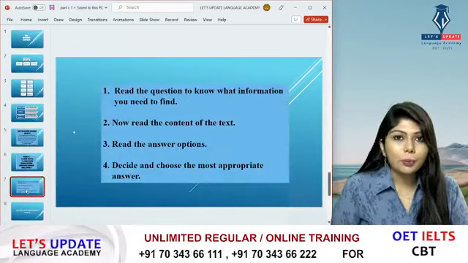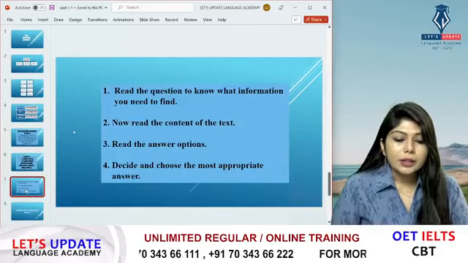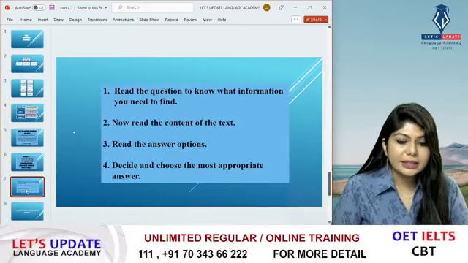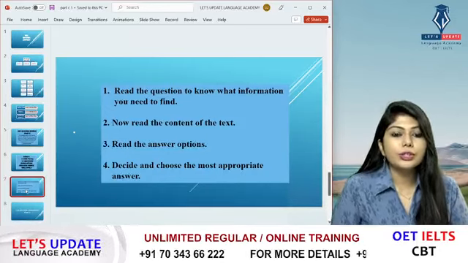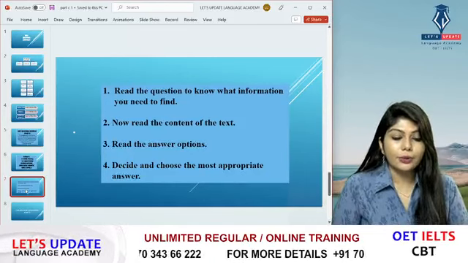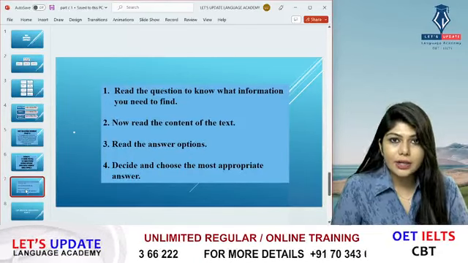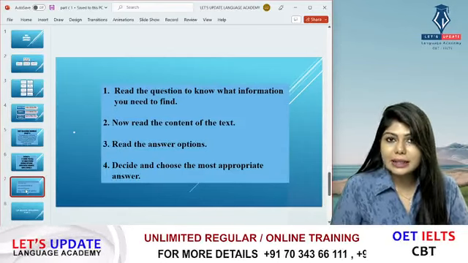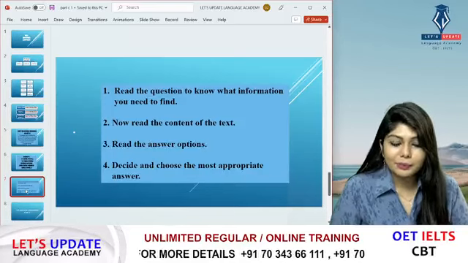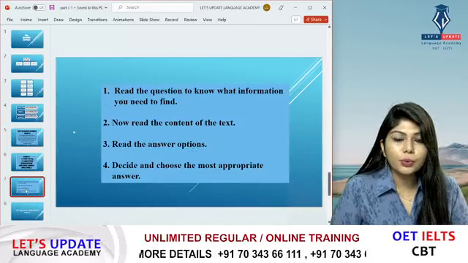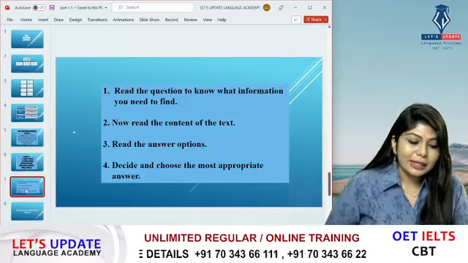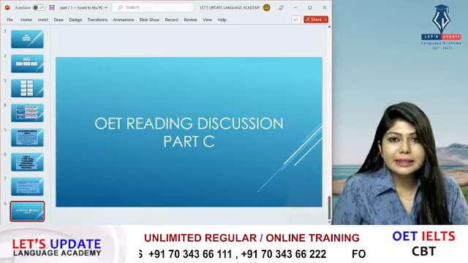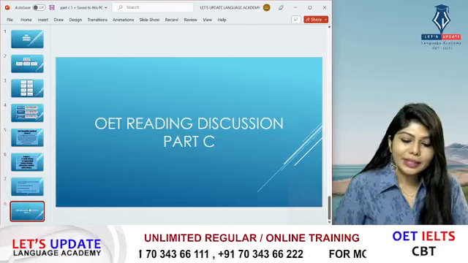Regarding the approach to solving Part C of the reading subtest, you need to read the question first to know what information you need to find. Then you read the content of the paragraph, and then read the answer options, and decide and choose the most appropriate answer. That is the way you have to approach the Part C section. Now we are going to have a reading discussion of a Part C extract.